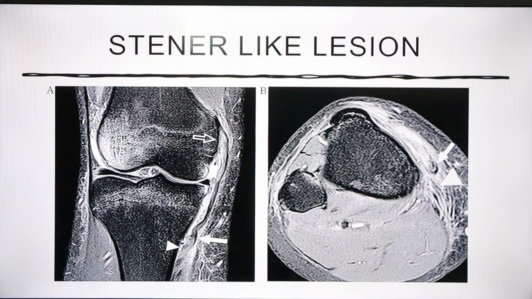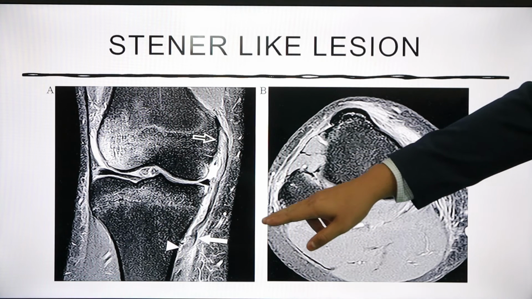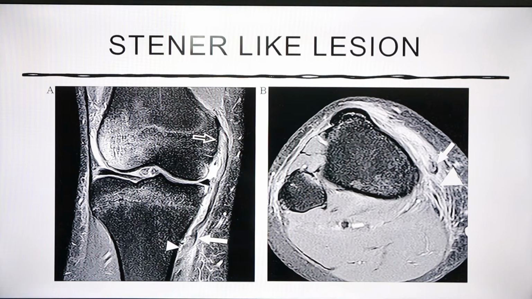Sometimes you can have a Stener-like lesion. Stener lesion is not only seen in the thumb, but it can be seen in the knee as well, where there is avulsion of your distal insertion of the MCL, and it actually blocks your pes anserinus, causing a pseudo-locking. So one of the causes of pseudo-locking is the Stener lesion, but I've never seen one in the MCL. But they describe it as a Stener lesion.